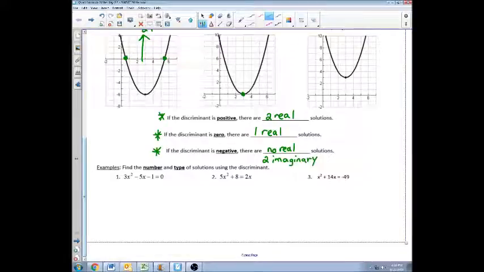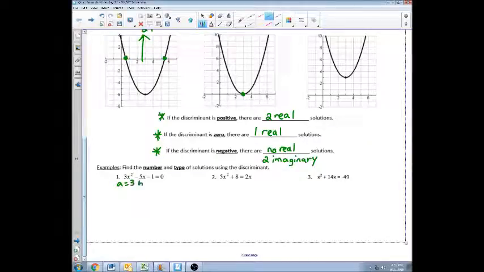There would be 2 imaginary solutions in that situation. All right, so on examples 1, 2, and 3 down here, what I need to do is find my discriminant. That will tell me what kind of answers I'm going to have and what type, real or imaginary. Okay, so I'm going to use my discriminant.